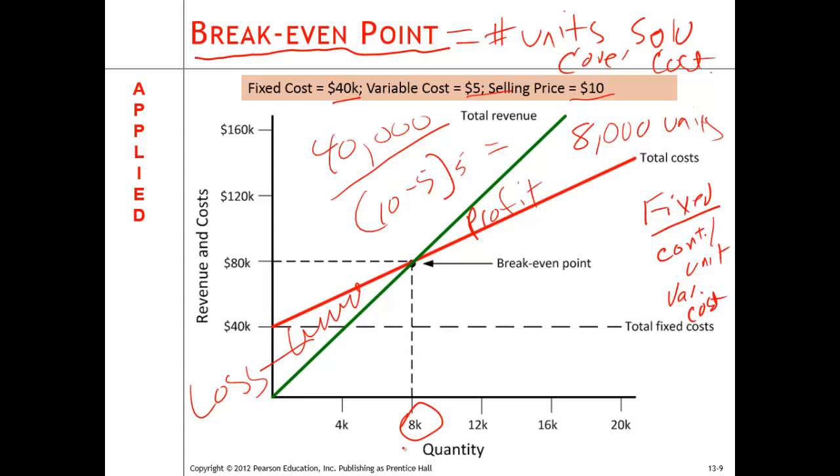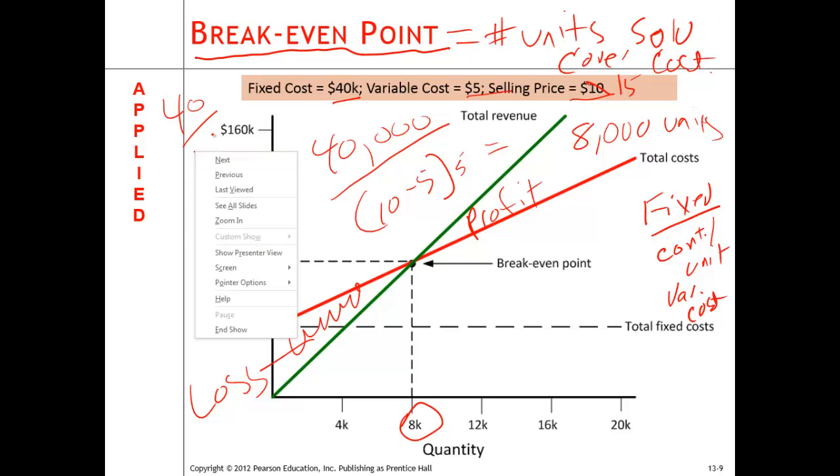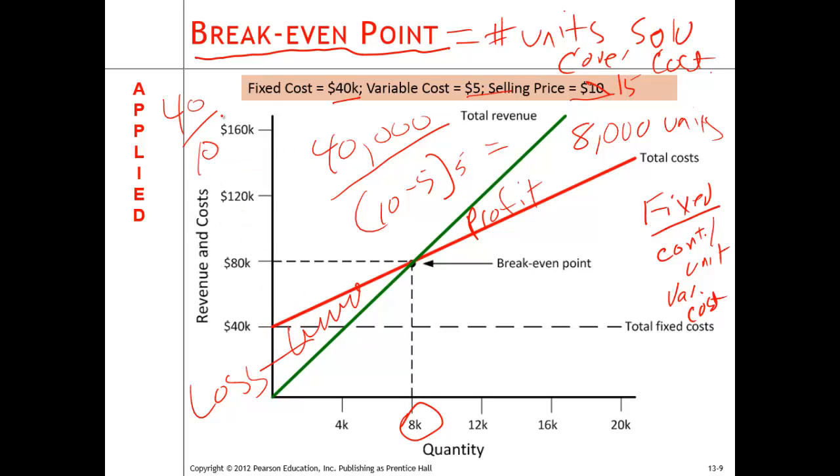In this situation, if 8,000 units was unattainable, the company would then look at changing its price. If they change their price to $15, then their break-even would be 40,000 divided by 15 minus 5, or 10, which means they would have to sell 4,000 units to break even, which may be a much more attainable figure.